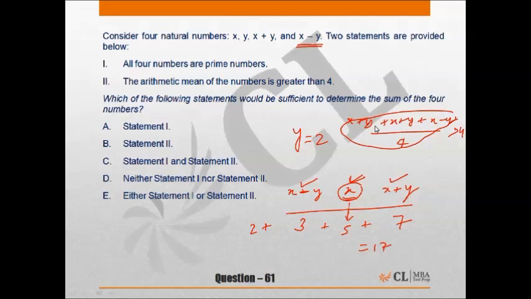From here we can conclude that the second statement is not sufficient to determine what is asked in the question. So only the first statement is sufficient to determine the sum of four numbers. Therefore option A is the correct answer.